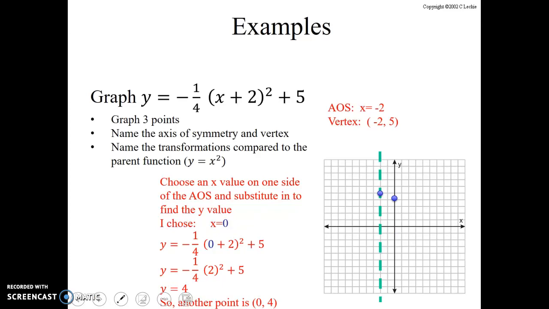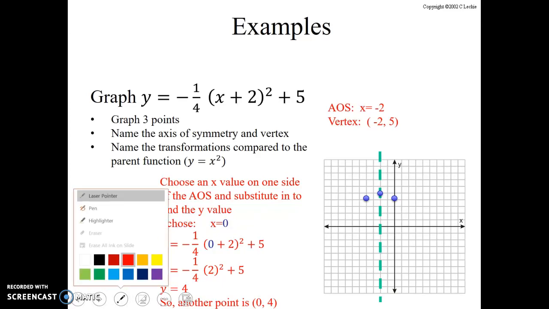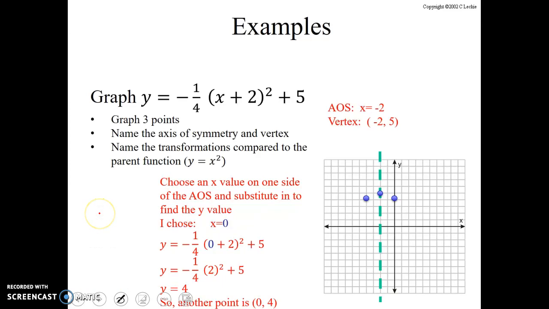And then if we use the symmetrical, so if we reflect it over the axis of symmetry, then the other point is going to be (-4, 4). And now what you'd want to do is go ahead and draw your parabola by connecting those 3 points. And so it would look something like this.